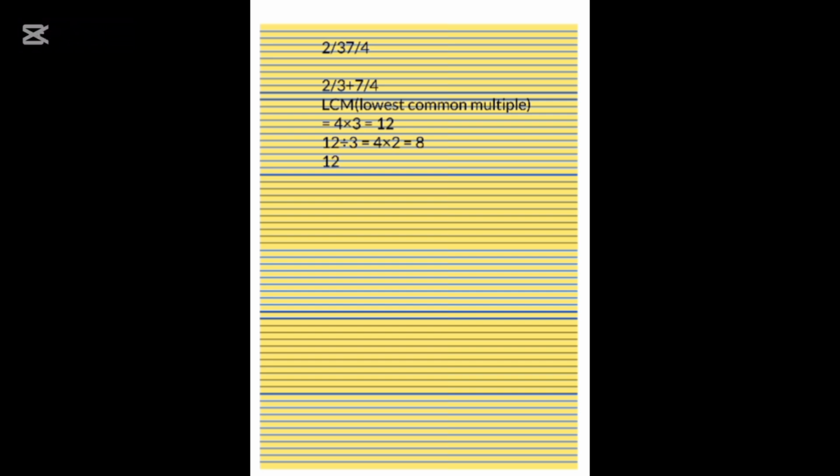And we have 12 divided by 4, which is equal to 3, times 7, which is equal to 21. Now what are we doing? 8 plus 21 over 12. That is equal to 29/12. 12 goes into 29 twice, so that will be 2 whole number. 29 minus 24 is 5, all over 12.